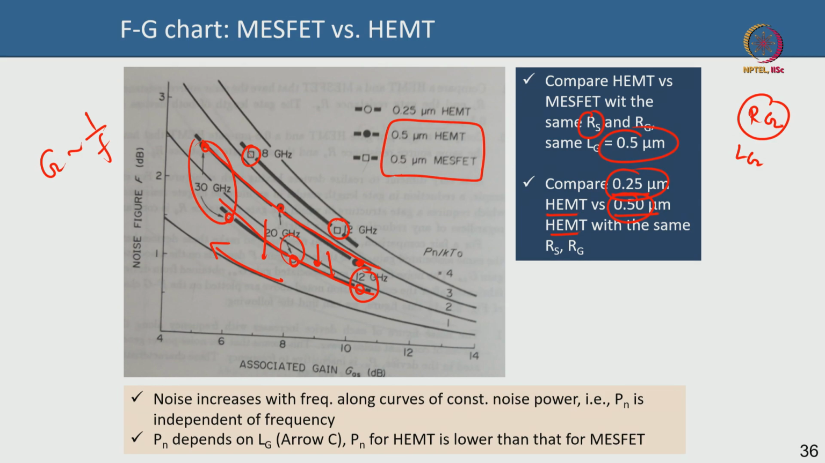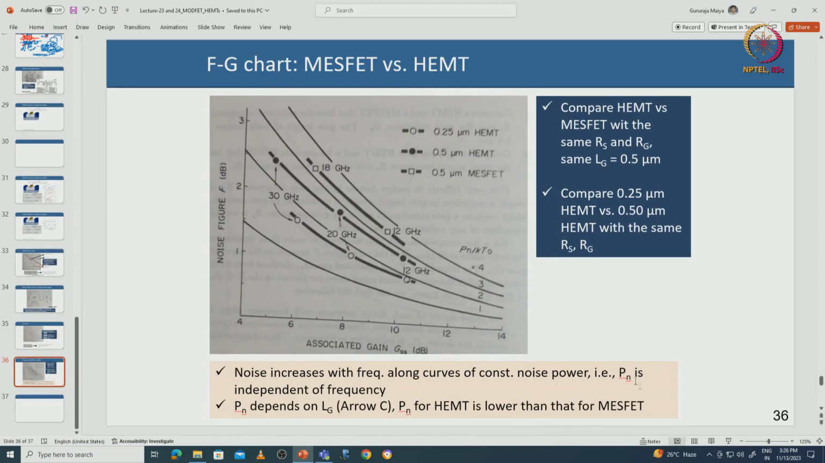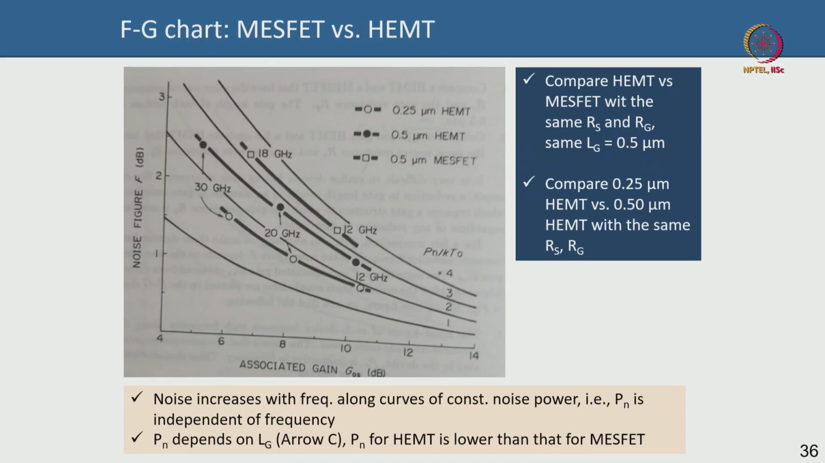Okay, but it also means that if you are looking at just a single curve, say MESFET or a HEMT 0.5 micron, you can see that this is 12 gigahertz, 20 gigahertz, 30 gigahertz, they all go along a constant line here. If they go along a constant line here, it means that the Pn by kT ratio is constant, which means the power Pn is fairly independent of frequency, because at a constant power only you are travelling across this curve, correct. At a constant power you are able to travel along the curve. So, as long as you are going along this, it means that your power is constant.